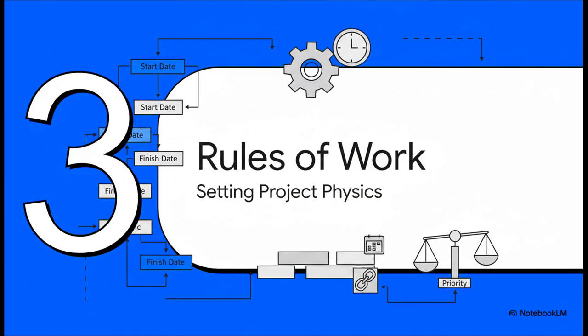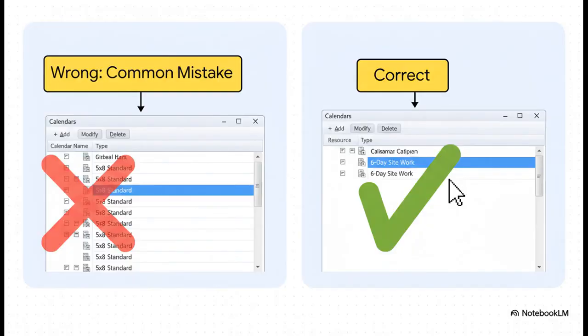Okay, so we've got our project container locked in. Now we have to define the actual rules of the game. This is where we tell P6 how our project is going to operate in the real world. Now, this might seem super simple, but it's an absolutely critical step. Using the default 5-day office calendar for a construction project that works 6 days a week, well, that's a fatal flaw. Right away, all of your durations will be wrong. You have to assign a calendar that reflects the actual site working hours and holidays. That way, you're building in realism from day one.